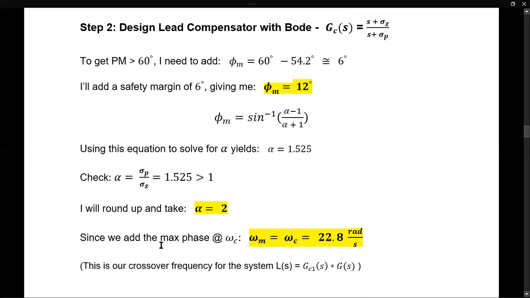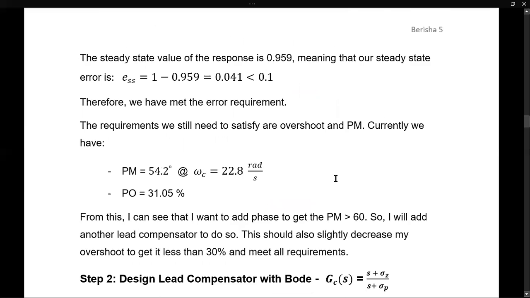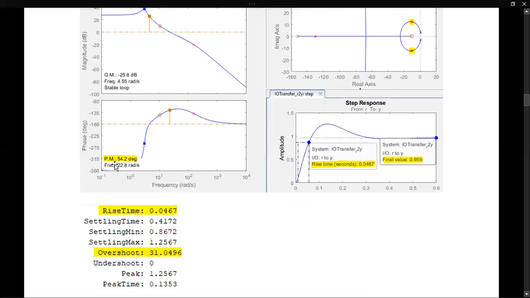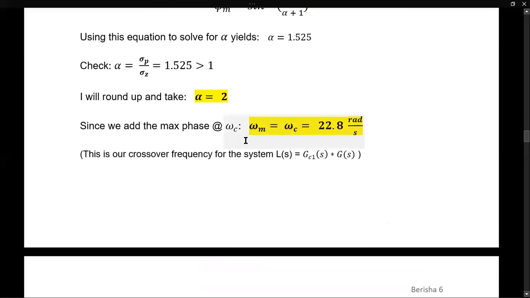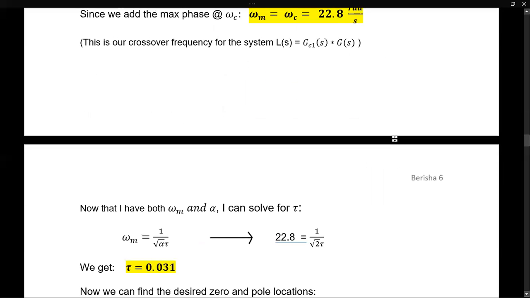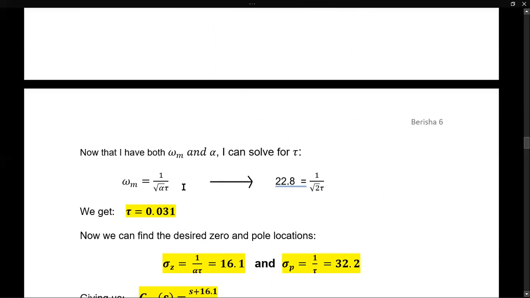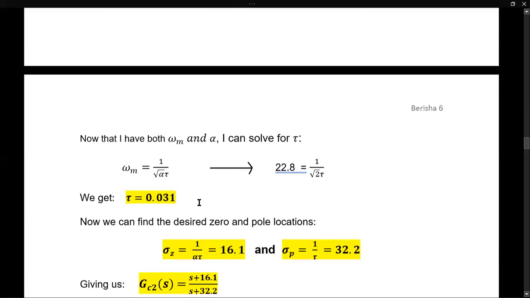So we add the max phase at the crossover frequency from above. So we can see here that the phase margin occurs at crossover frequency of 22.8. So 22.8 becomes our omega m value. Therefore, using this equation, we can easily solve for tau, and that gives us 0.031.